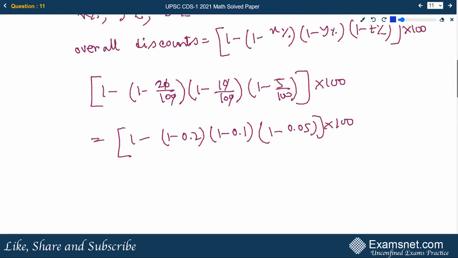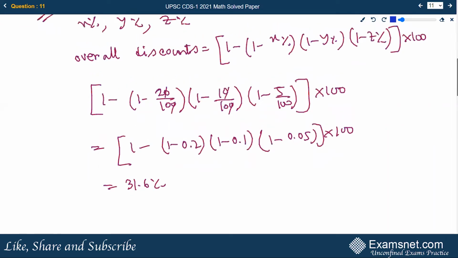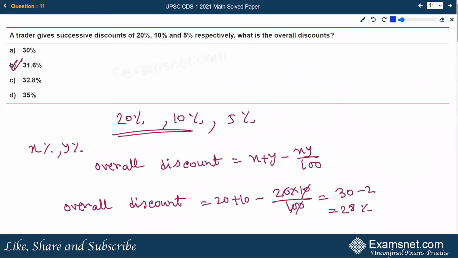This will also give you the value that is 31.6%. So here both the cases are giving us the same value because we have done it the correct way. So option B is the correct answer.